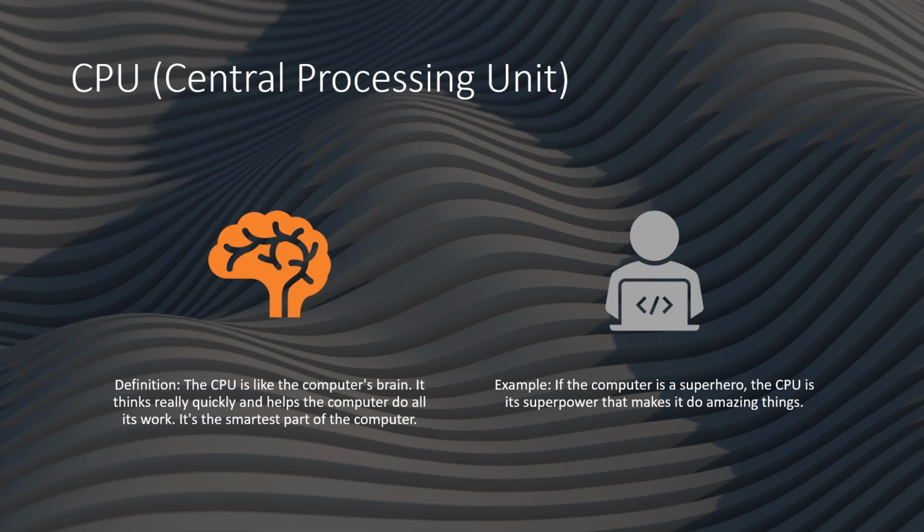Now, let's meet the computer's brain, the CPU, or central processing unit. This is the smartest part of the computer, and it thinks incredibly quickly. If we were to compare the computer to a superhero, the CPU would be its superpower. It's what makes the computer capable of doing all those amazing things.